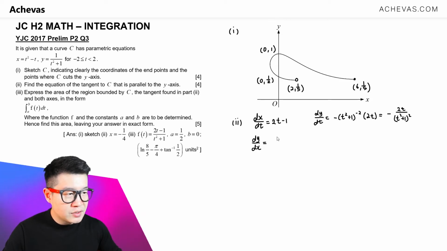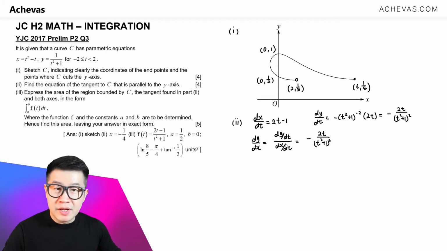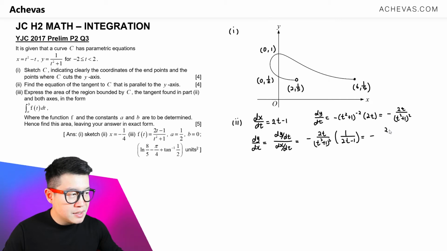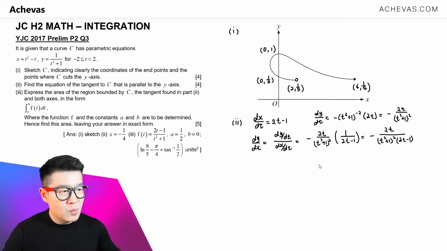dy/dx is going to be dy/dt divided by dx/dt. So this is going to be minus 2t over (t squared plus 1) squared divided by this. So it will be the same as multiplying it by 1 over 2t minus 1. So the expression for dy/dx will be minus 2t over (t squared plus 1) squared and (2t minus 1).